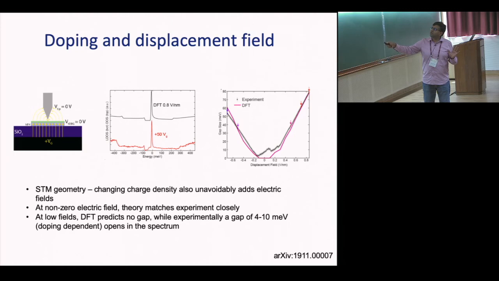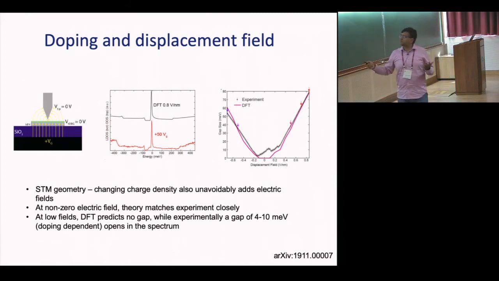However, when we come down to small values of the electric field, so near charge neutrality of the system, what we find is that there is a fairly substantial gap that remains in the spectrum, even though there is no electric field. And so this effect, this intrinsic gap in the system, is once again a correlated gap. It's a many-body gap in the system.